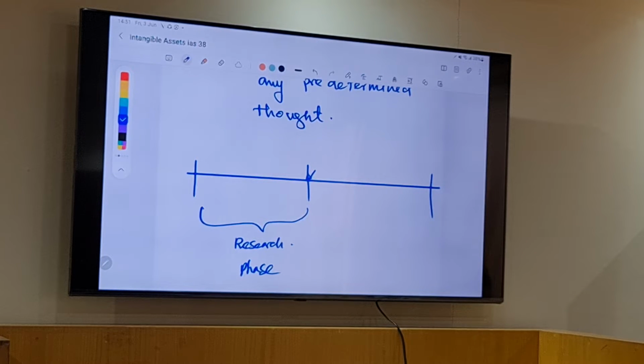to market, then you have to perform something called development phase. Phase, what's the meaning of this phase? It's like a stage, step, stage, level, anything.